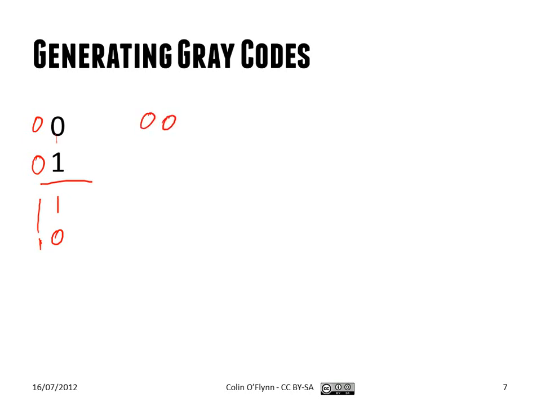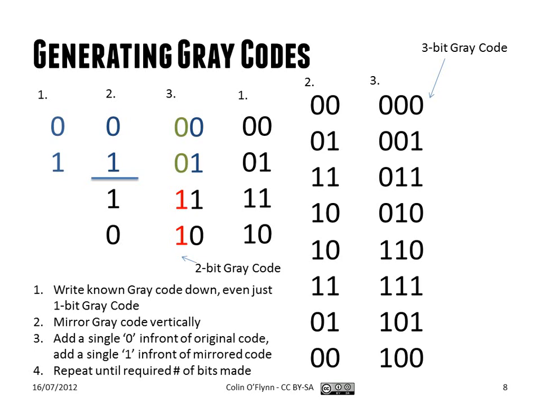To generate the 3-bit sequence, we write this down again, and you do the same procedure. You draw a line, mirror it, and then to the top you add zeros, to the bottom you add ones. And you can repeat that to generate a 4-bit Gray code or however many you need. So we will be using mostly just 2-bit Gray codes for these slides, but later on you may want a larger Gray code counting sequence for some project you're working on, I don't know.